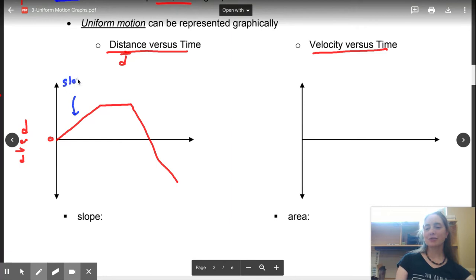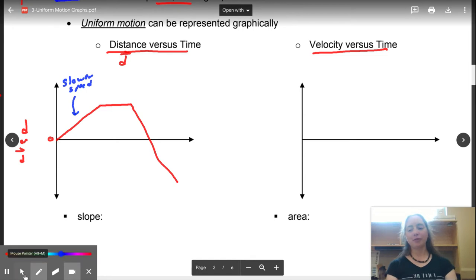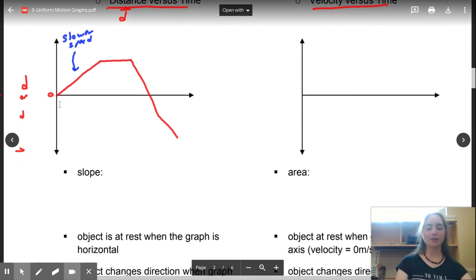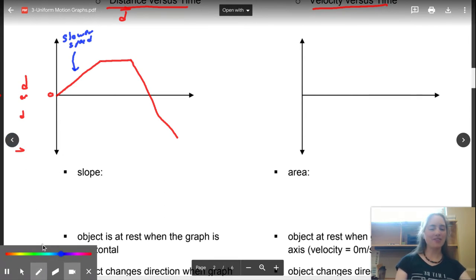This is going to be a slower speed because of the shallow slope, okay? The slope, ladies and gentlemen, remember that your slope is your rise over run. So the steeper the slope, the higher the speed. Cool, hey? So we have 2 slopes that we could look at.